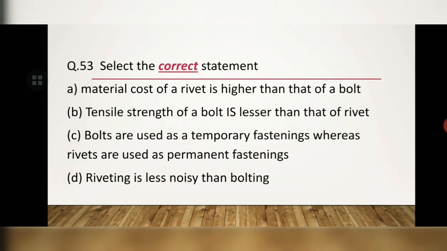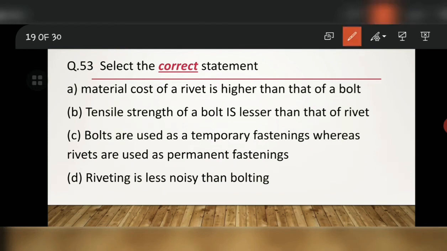Select the correct statement. Option 1, material cost of rivet is higher than that of a bolt. Option 2, tensile strength of a bolt is lesser than that of rivet. Option 3, bolts are used as temporary fastening whereas rivets are used as permanent fastening. Option 4, riveting is less noisy than bolting. So friends, this question we have already discussed in part 1.